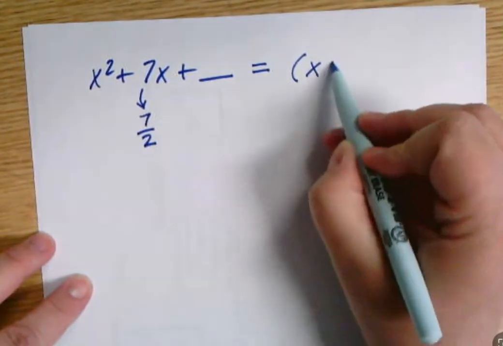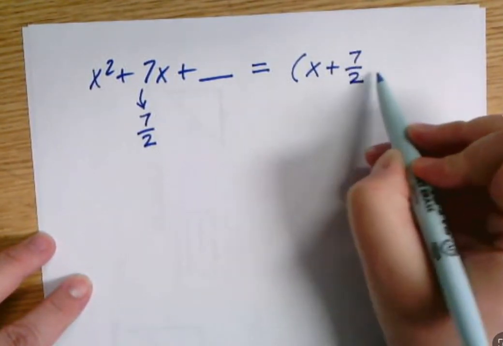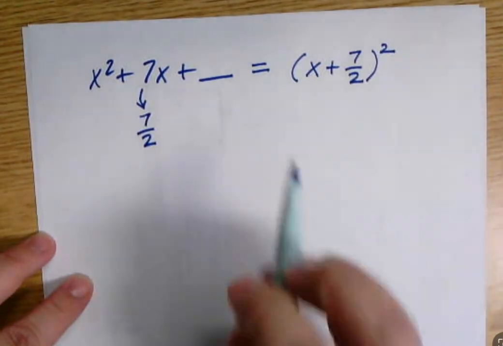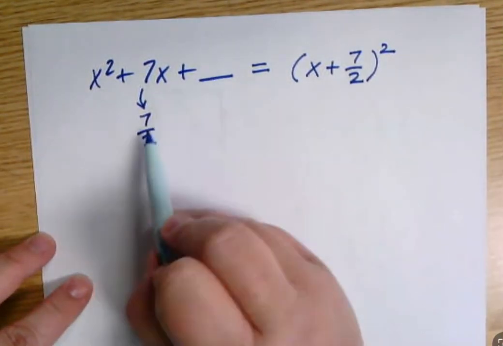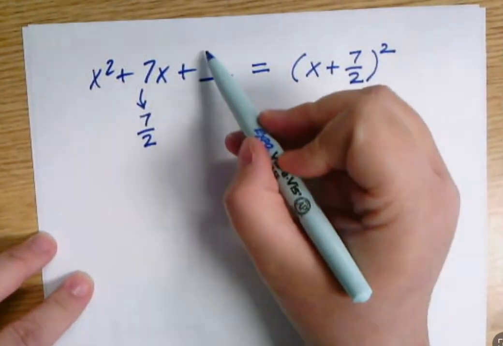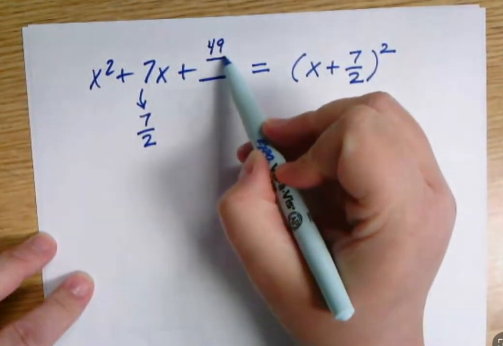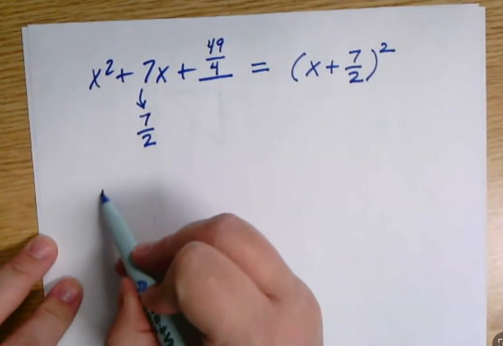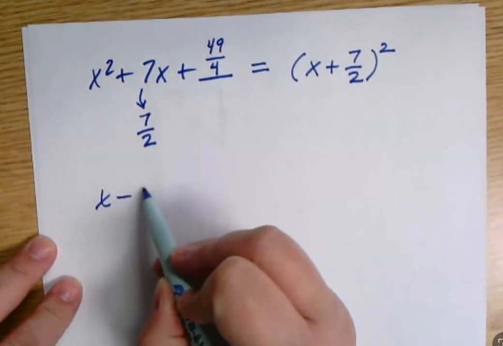So when I go to factor, this is going to be x plus 7 over 2 squared. Now I still have to figure out what goes in here by squaring that. To square a number that's a fraction, you just square the top, 7 times 7, and square the bottom, 2 times 2. So that's how we do it if it's an odd number. Let's try another one.